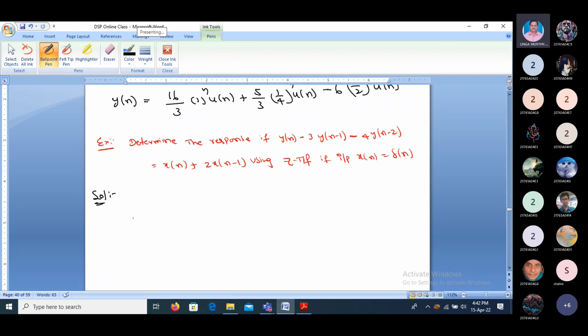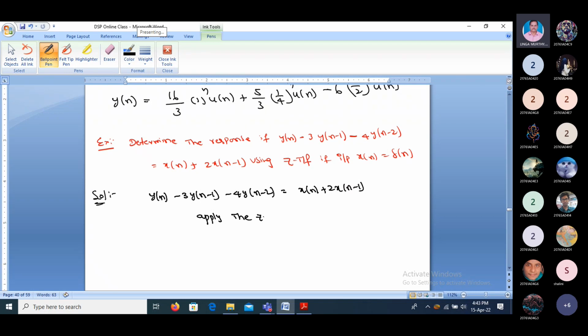Here there are no given initial conditions, so no need to apply the one-sided z transformation time shifting property. So we can go for the general method, nothing but the two-sided z transformation time shifting property. So y of n minus 3 into y of n minus 1 minus 4 into y of n minus 2 is equal to x of n plus 2 into x of n minus 1. So we can apply the z transformation.